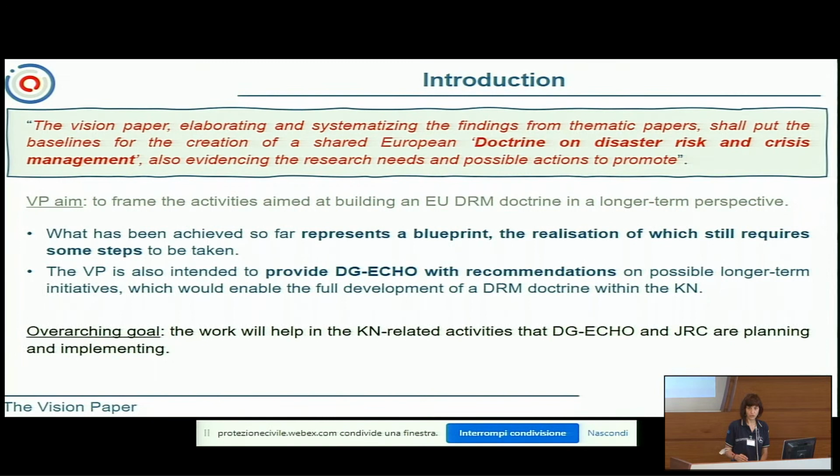So it's an ambitious idea to call this a vision paper, but we consider this a sort of blueprint. And we know that we need to do some more steps to completely achieve our results. And the idea was also to provide DG ECHO with some recommendations that are the result of the activities that we did in this year and a half. And the overarching goal is at the bottom of the slide. We would like to help the knowledge network related activities that DG ECHO and JRC are planning and implementing.